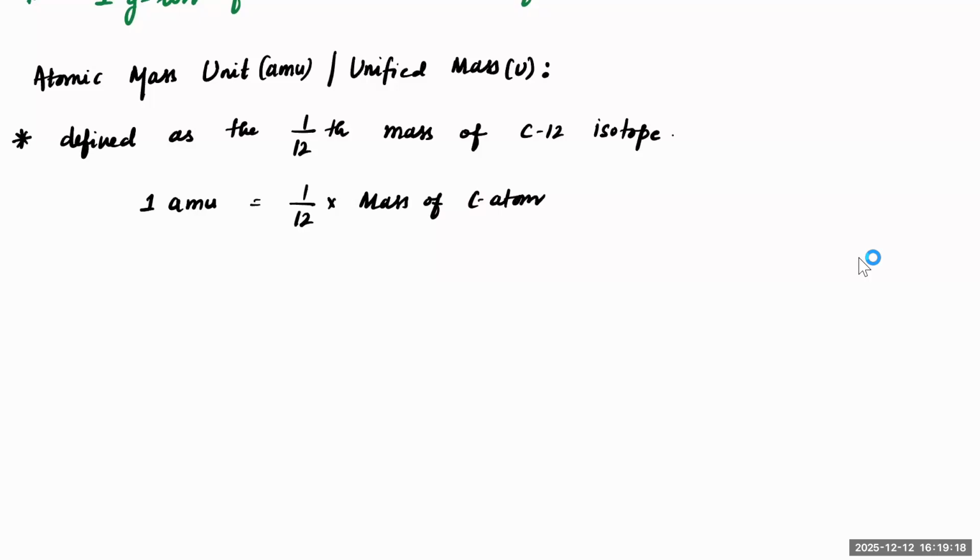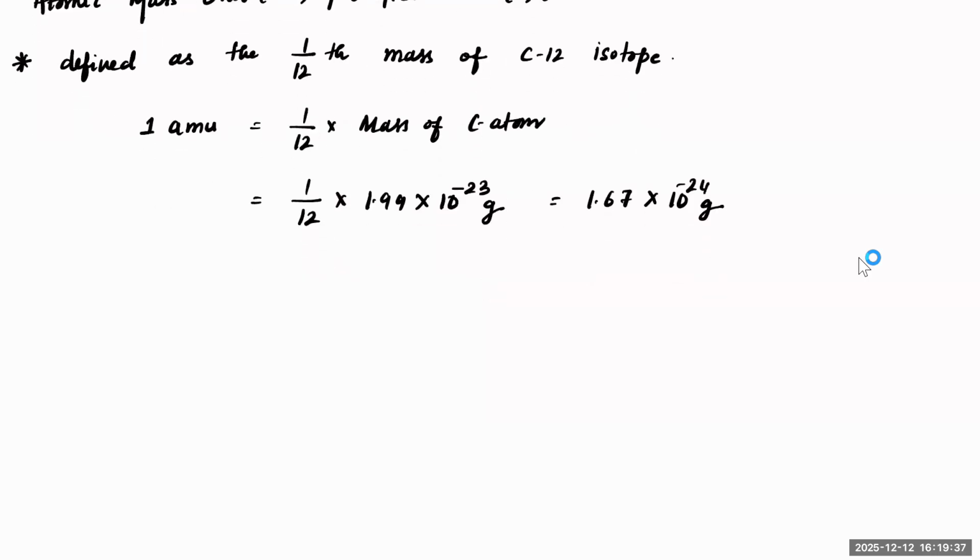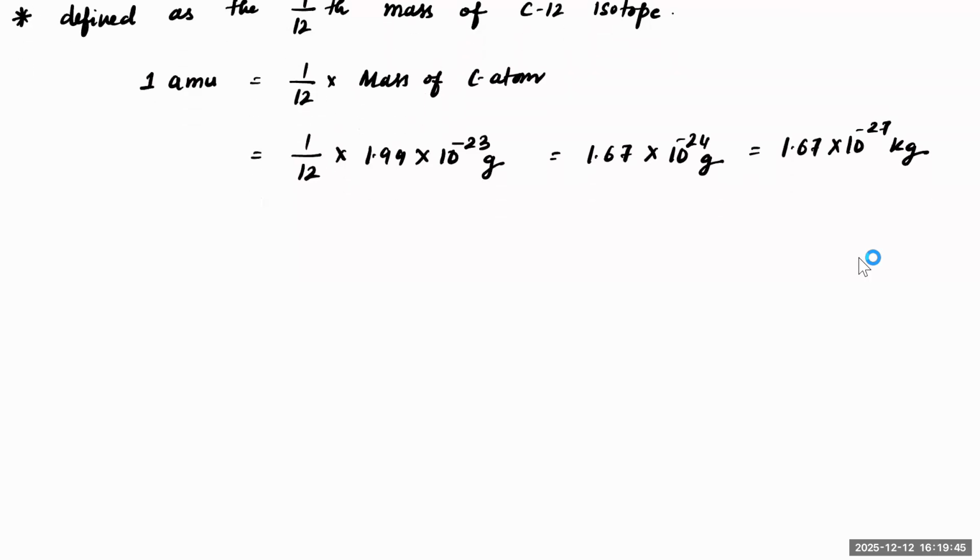And what was the mass of carbon atom which we identified? It was 1.99 into 10 raised to power of minus 23 grams. And this value comes out to be approximately 1.67 into 10 raised to power of minus 24 grams. Or if you write that in kgs, it is 10 raised to power of minus 27 kgs. Clear? Yeah.